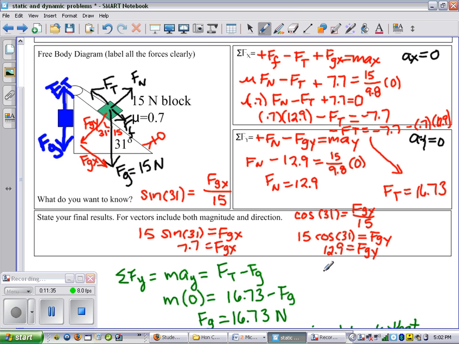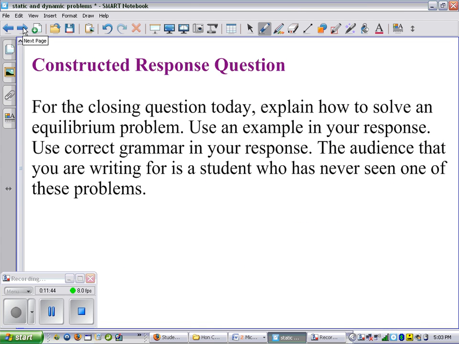By the end of the class period, I want you also to complete, in addition to working these problems, a closing question, which I had conveniently typed for you here. For closing today, I want you to explain how to solve one of these equilibrium problems. Use an example in your response. Any of those problems, you can do one of the ones we did together, or one of the ones you did on your own. Make sure you actually write it out in correct grammar and write it for an audience that would be a student who has never seen one of these problems.